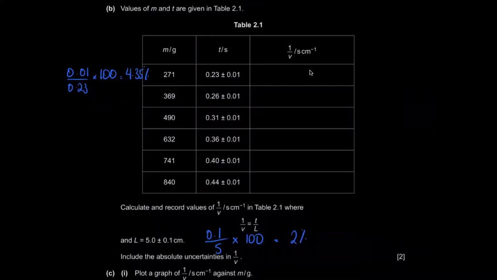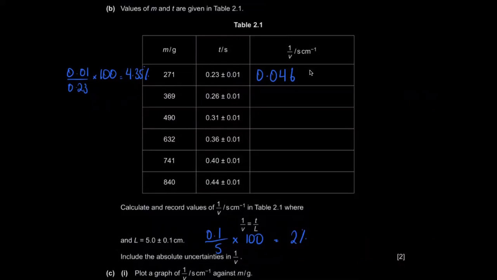So first, let me calculate the actual value. So 1 upon V would be T upon L. So 0.23 upon 5. This is in seconds per centimeter, so no conversion required. So 0.23 upon 5. All of this is in 2SF. This is in 2SF as well. So I can give this in 2SF or 3SF. So let's do 2. So 0.046 is the principal value. And then I take 6.35% of this.